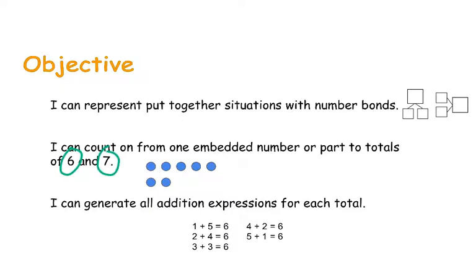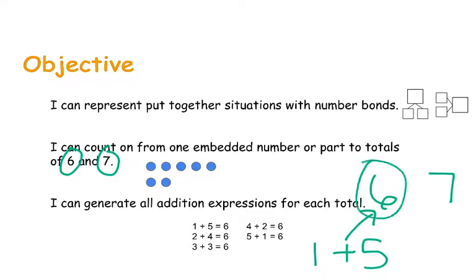And then our last objective is I can generate all addition expressions for each total. Again, we're going to be working with 6 and 7, so we'll be able to write all the addition expressions. So that's 1 plus 5. It just doesn't have the equal sign. We'll be able to find all the ways to add to 6 and all the ways to make 7.